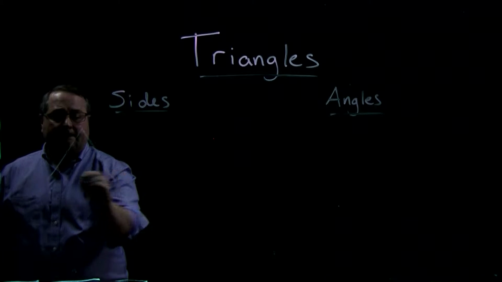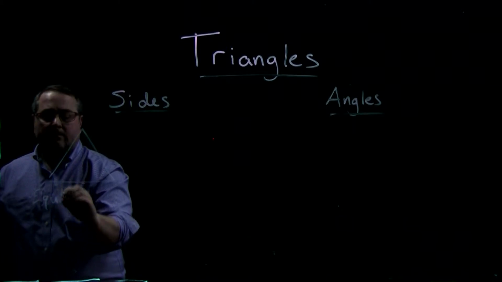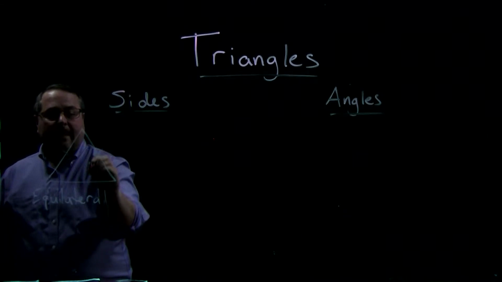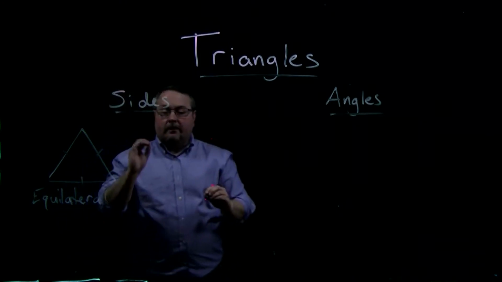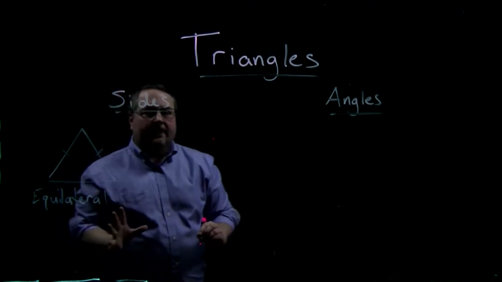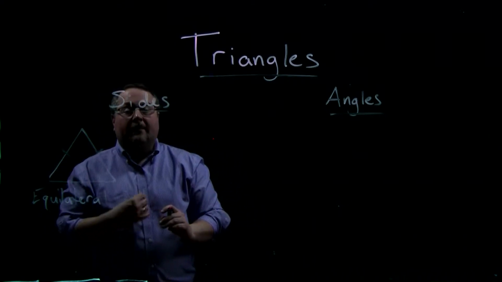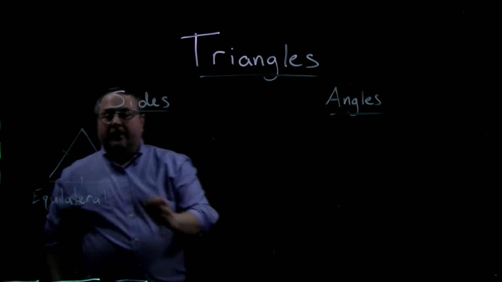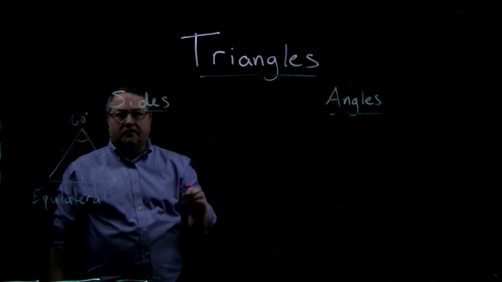The first is the equilateral triangle. That is a triangle that has all three sides the same length. Now, if a triangle is equilateral, it also means that all three of the angles have to be the same measure. You may recall that the angles in a triangle have to add up to 180 degrees. That means that every angle in an equilateral triangle has to be 60 degrees.